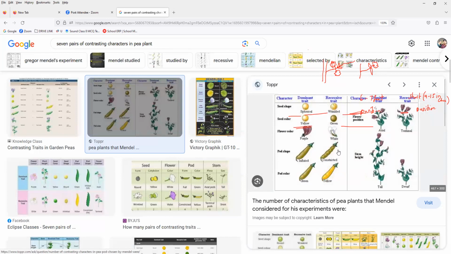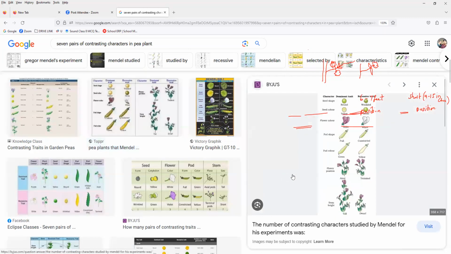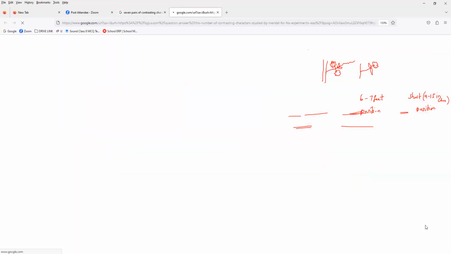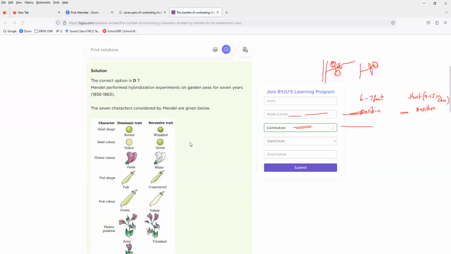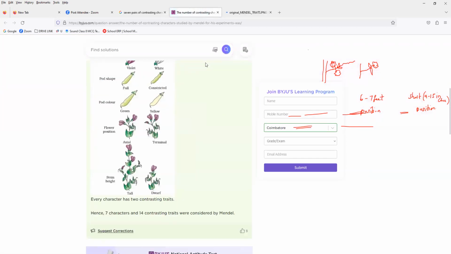Next one, pod color. Pod color has two colors. One is green, another one is what, everybody? Yellow. So that is it. Now we have to write it for this. Let me take this image alone.